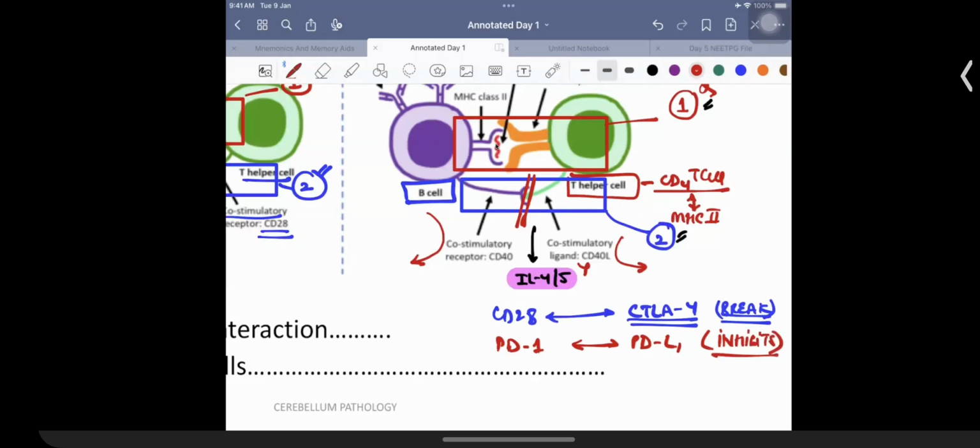This was the basis of a question which was asked in the November 24 INI-CET exam. So they talked about co-stimulatory molecules. B7 and CD28 are co-stimulatory. They talked about CD40 and CD40L. They are also co-stimulatory. They talked about release of cytokines, which are also going to be responsible for increasing activation. But when we are talking about PD1 and PDL1, they are inhibitory in nature. That is what you need to keep in mind.